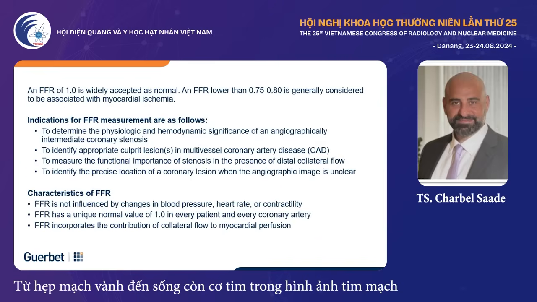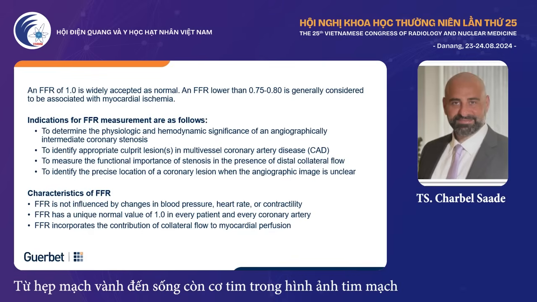And we know that an FFR of 1 is widely accepted. An FFR lower than 0.75 to 0.8 is generally considered to be associated with myocardial ischemia. Now, these indications are really important to identify culprit lesions. Sometimes you could have a stenosis, but the FFR is 0.9, so there's no intervention that's required. It's the ones that are below 0.75 where you really need to start considering coronary artery intervention by using either a balloon or, of course, coronary stenting.